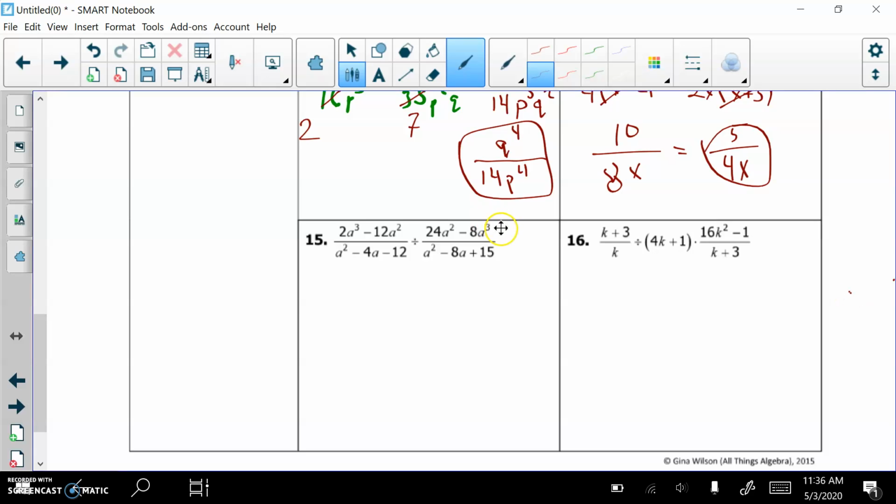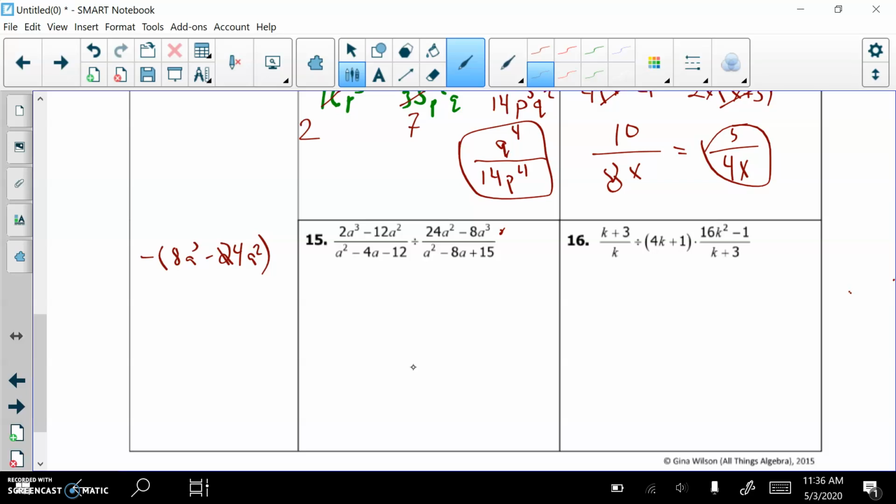I see my trick right here, my watch out trick. So that 24a squared minus 8a cubed becomes negative parentheses 8a cubed minus 24a squared. Just want to have a little space out here, so that when I factor it, I don't do too many things all at once.